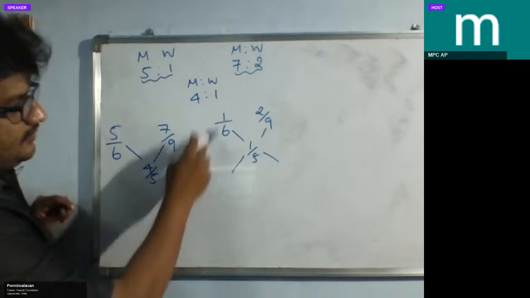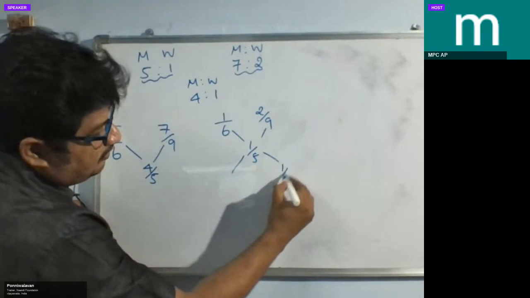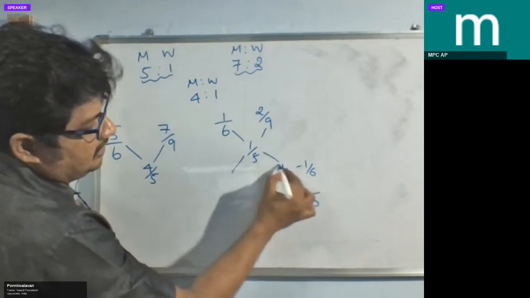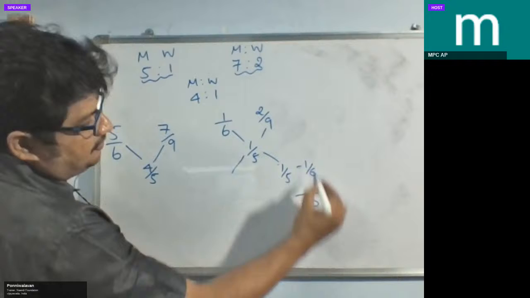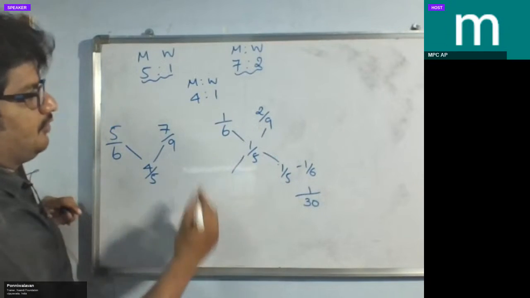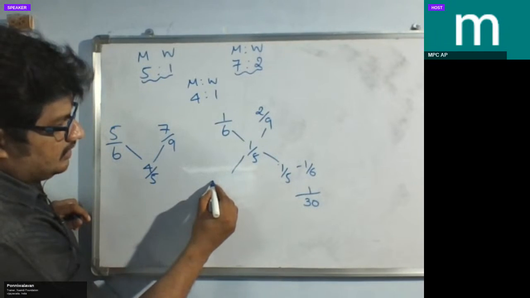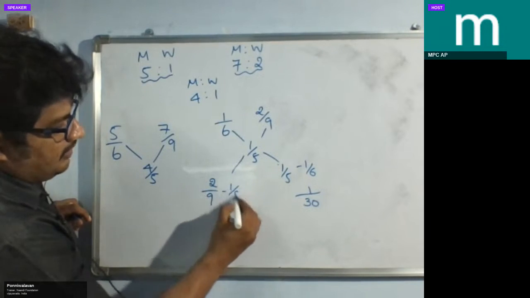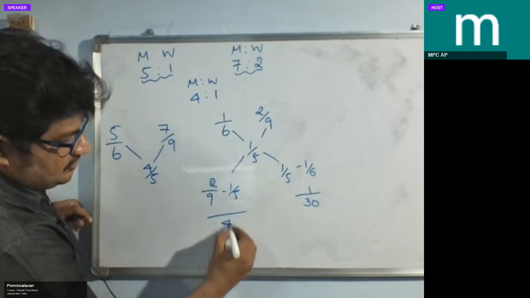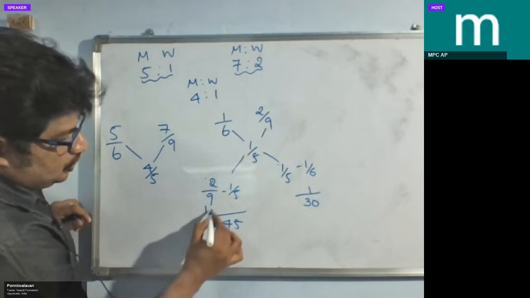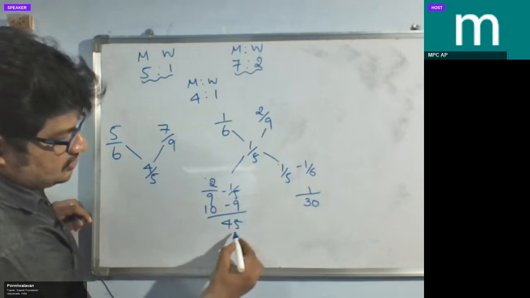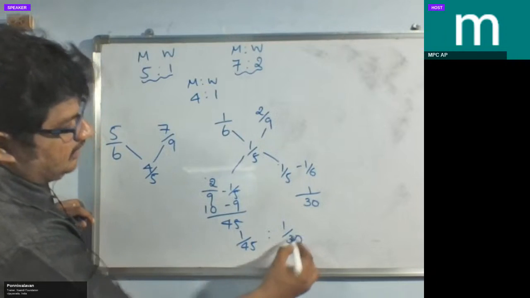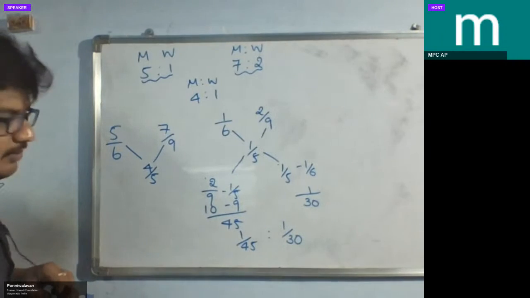Go with this. 1 by 5 minus 1 by 6. If you take LCM, it is 30. So it is 6 minus 5, it is 1. 1 by 30. If you go like this, it is 2 by 9 minus 1 by 5, and the LCM is 45. 5 into 2, 10. 10 minus 1, 9. So it is 1 by 45 is to 1 by 30.